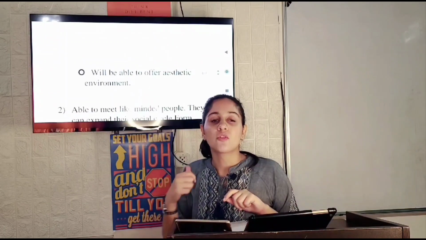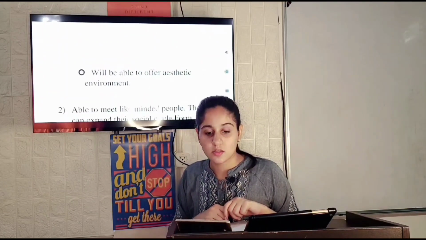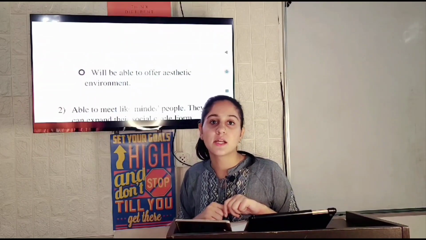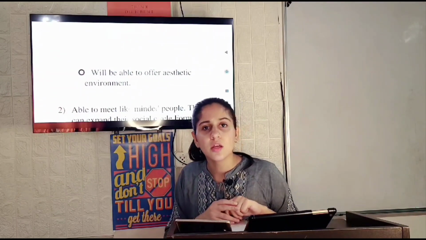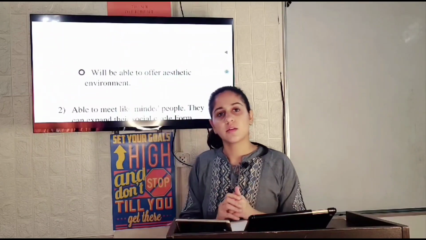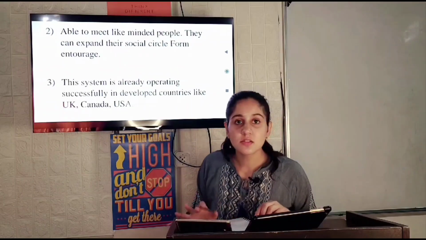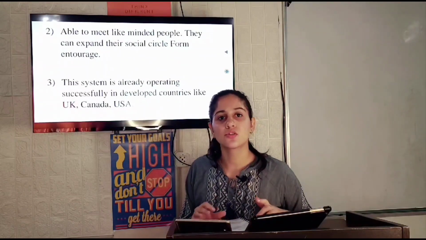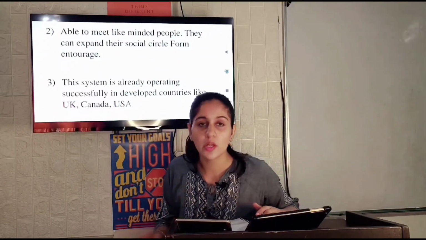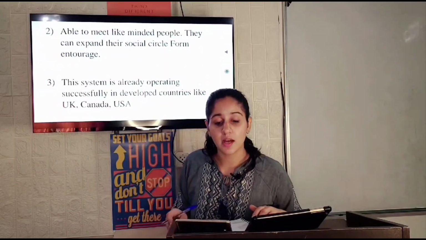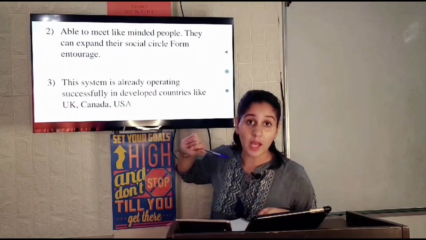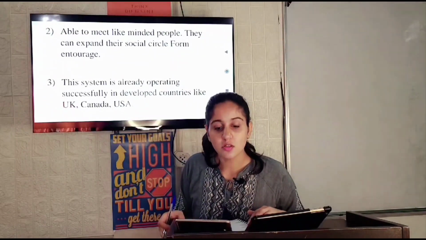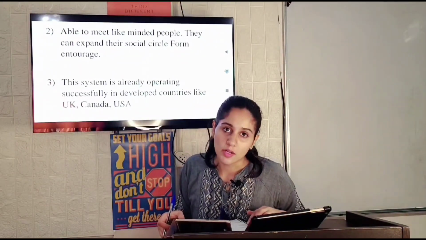They will be able to offer an aesthetic environment. So that is the next point: they will be able to offer an aesthetic, beautiful environment. Okay, so they will have a proper bonding. Next, the second point is that if the older population is sent to old age homes, NGOs or something like that, then they are able to meet like-minded people. So they can expand their social circle from their entourage.